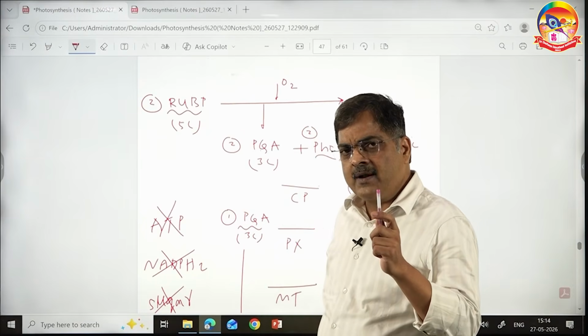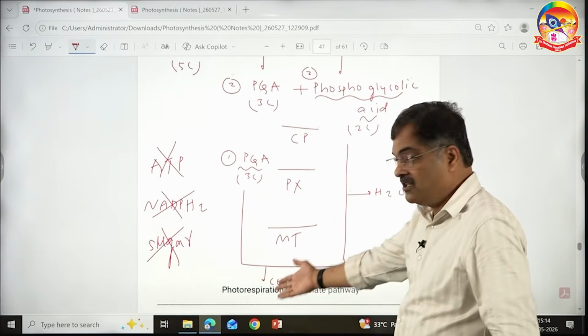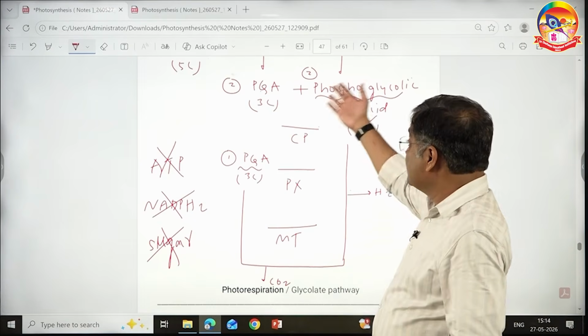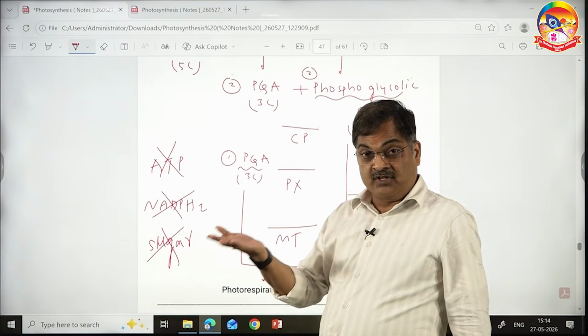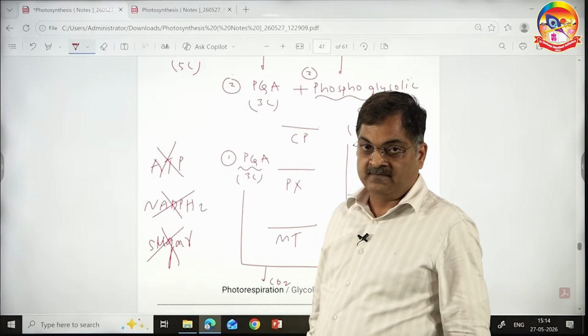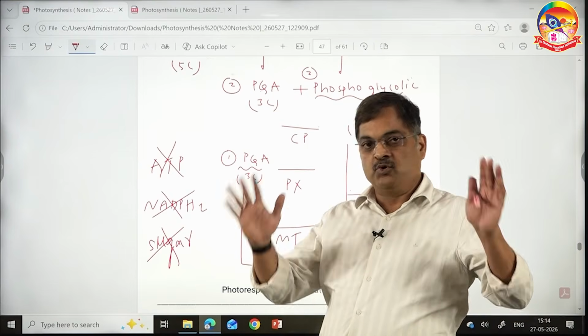Shall I tell you one more reason why it's unproductive? There is a loss of carbon in the form of carbon dioxide. Added to that, in this entire process, there is utilization of ATP and NADPH2 to make things worse. That is the reason photorespiration is not a useful process.